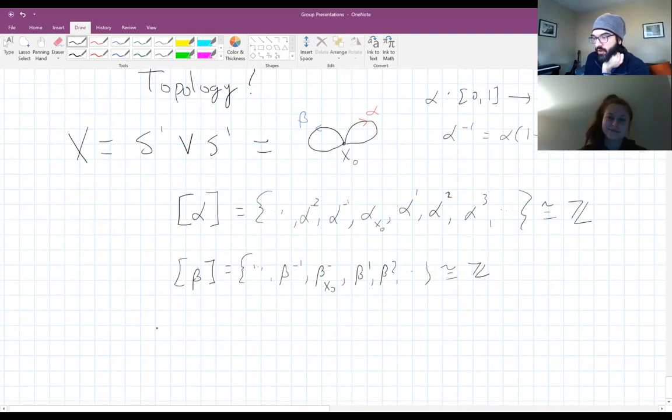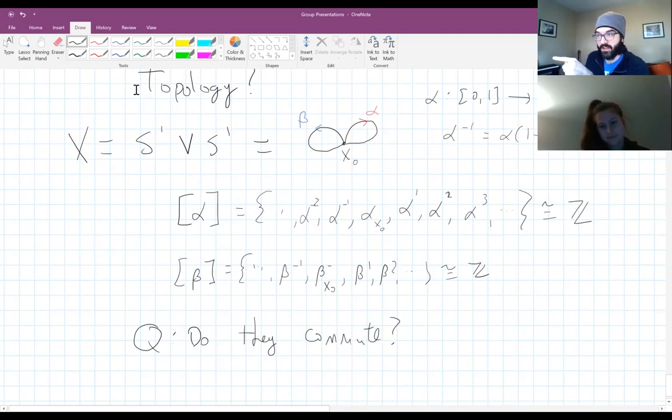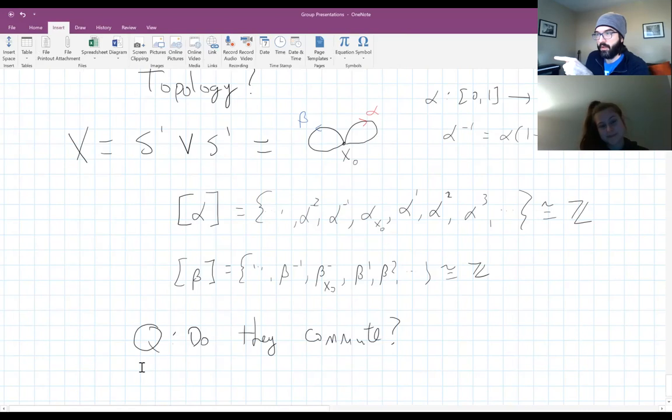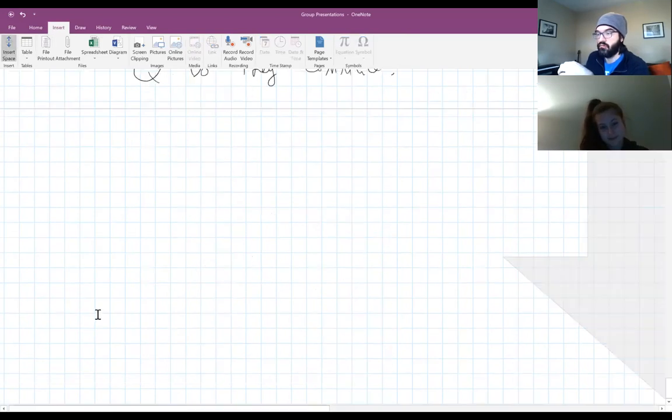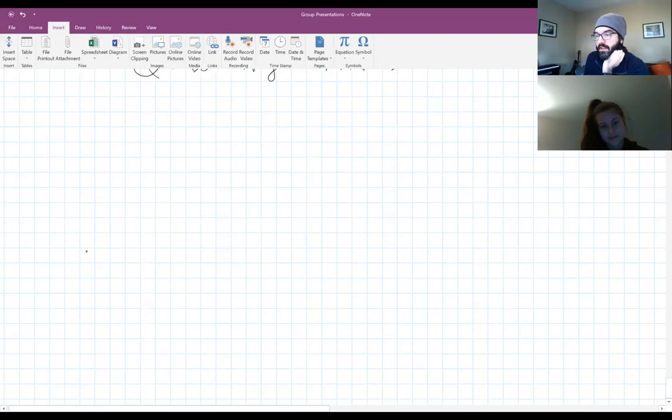So the big question is, do they commute? I'm not going to answer it yet. Because now I want us to look at X equals the torus. Now the torus can be written, we talked about this before, as S1 cross S1. This is the torus.